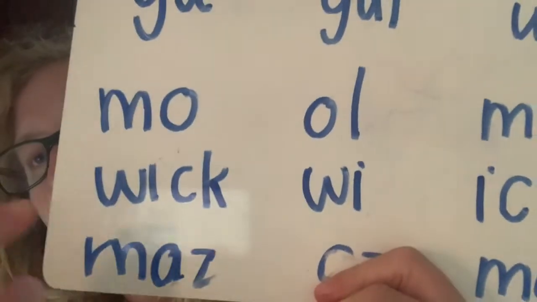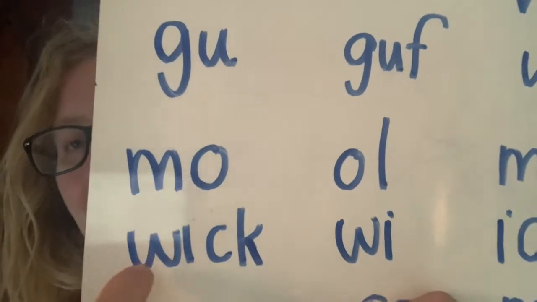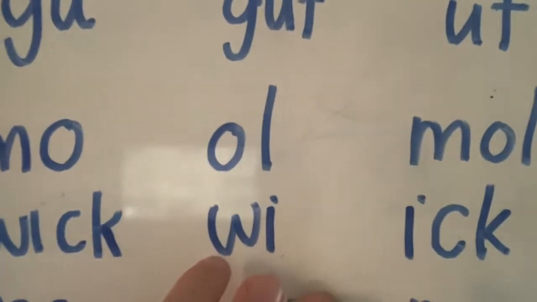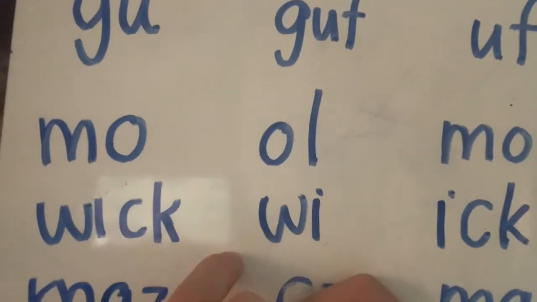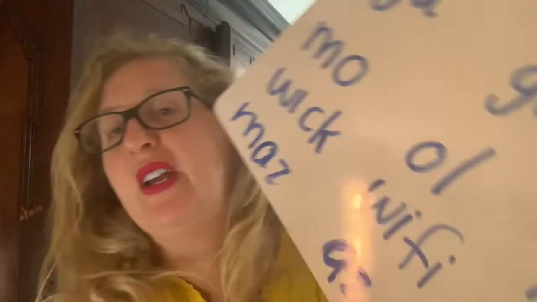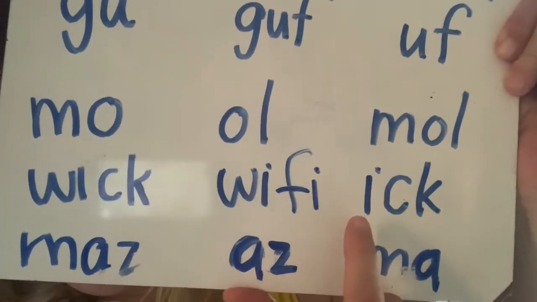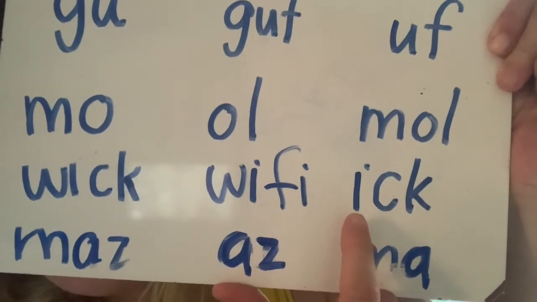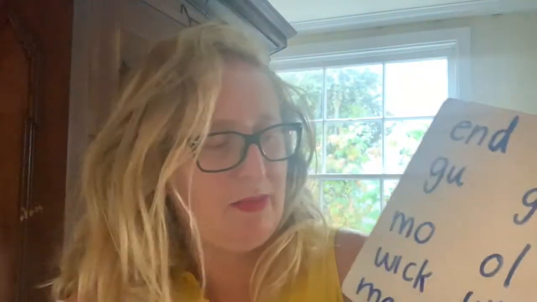Very good. Think, sound, that's an I here, wick. Where's the vowel? It's at the end. It's going to be long. Why? I have to fix, I've smudged it. I just fixed that, change that to Wi-Fi. All right. Think, sound, read. Ick. Now, this is a Z at the end. Let me fix my Z.